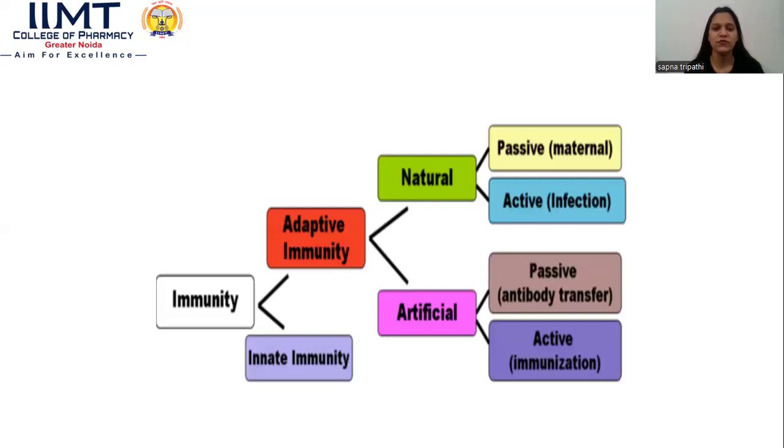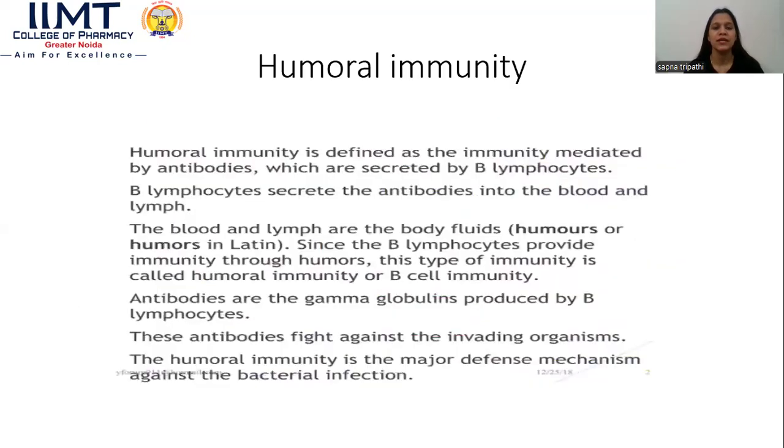This is the flow chart for immunity. You can easily classify immunity into two parts. There are two other types of immunity: humoral immunity, and the second one is cell-mediated or cellular immunity. Humoral immunity is defined as the immunity mediated by antibodies which are secreted by B lymphocytes. B lymphocytes secrete the antibodies into the blood and lymph. The blood and lymph are the body fluids. Since the B lymphocytes provide immunity through humor, this type of immunity is called humoral immunity or B cell immunity.